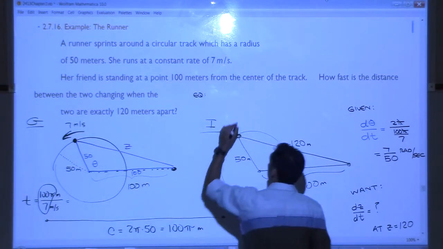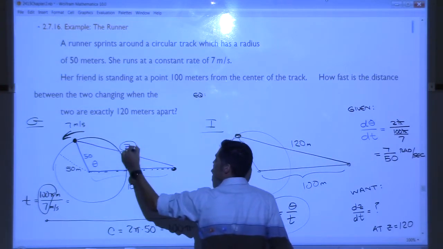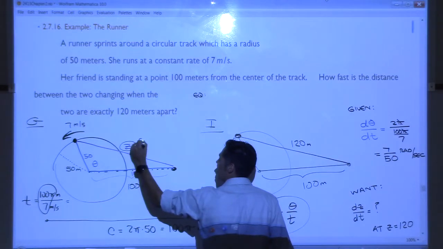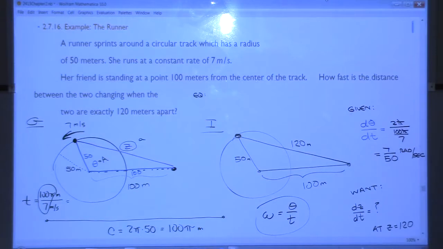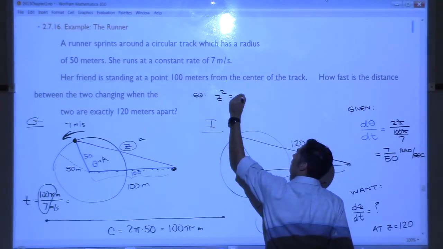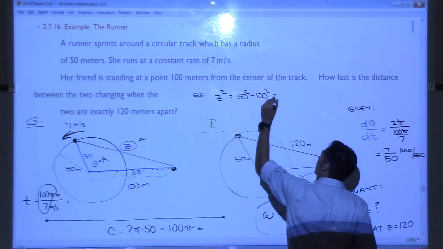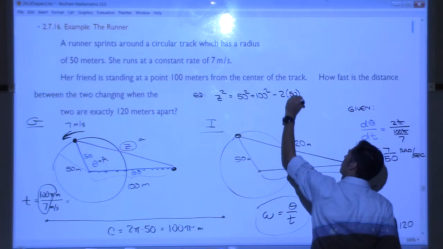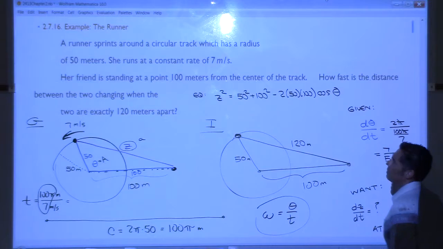I'm completely out of room because my pictures were too big. I'm going to say, let's just treat this as our little a, and this as our angle A in the formula, in this first one. And then B and C are the other two sides, 50 and 100. So it should be what? z squared equals 50 squared plus 100 squared, minus 2 times 50 times 100, cosine of theta. There we go.